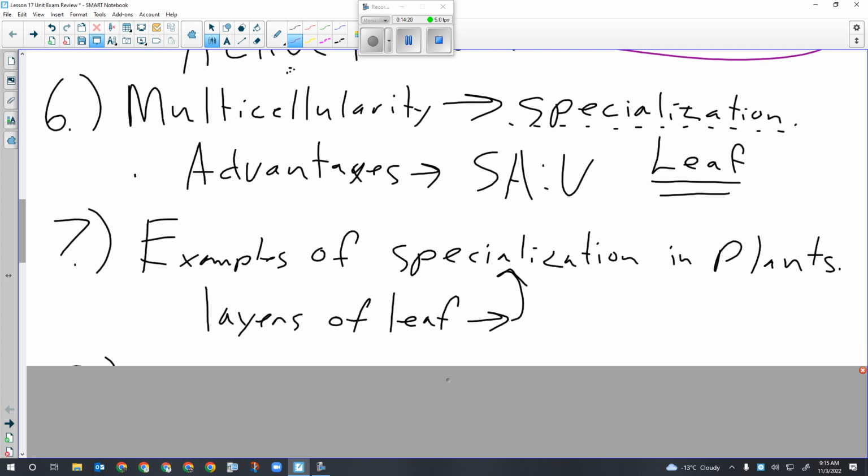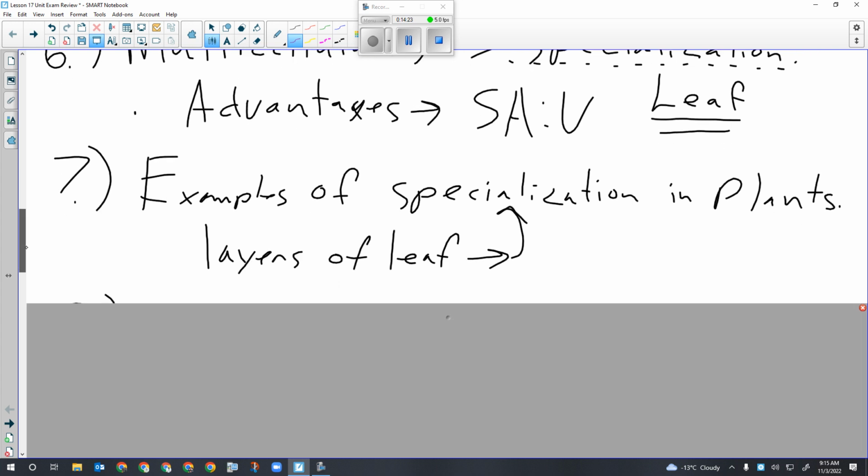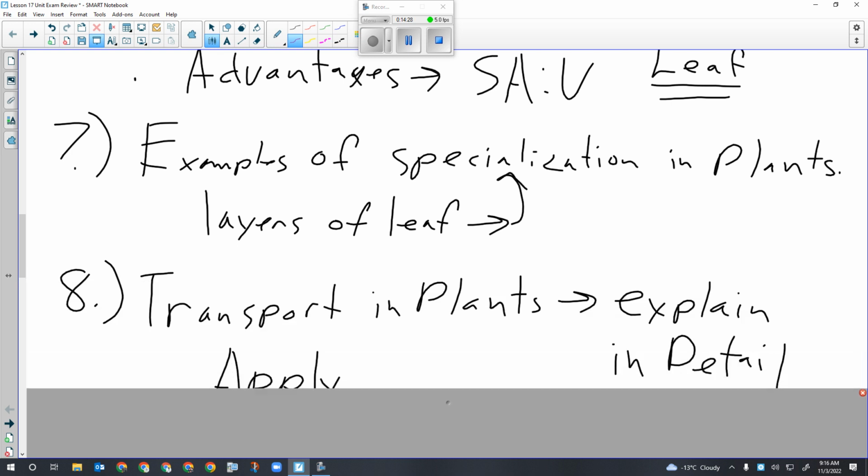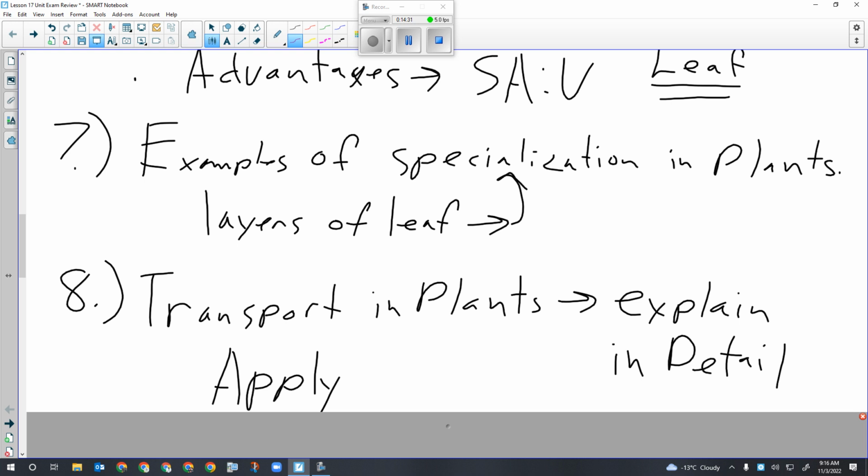Okay, so we already talked about that, so I'm just going to skip it. And we already talked about examples of specialization. That would be the layers of the leaf. Okay, transport in plants. Okay, be able to explain in detail and apply your knowledge. Okay, again, could be a situational question. Maybe even one that's a lot like one of your analysis questions in the plant transport lab. What's the main transport process that helps with moving water in a plant?